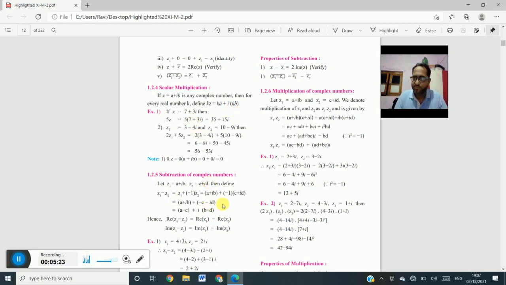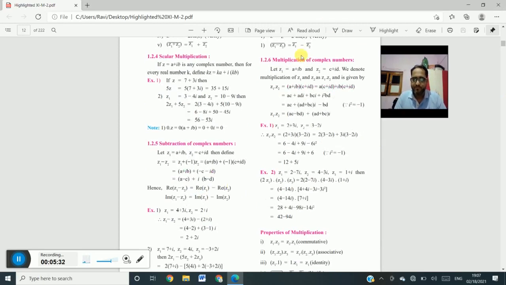After that, the subtraction of complex numbers, just like addition, we can subtract two complex numbers also. Then multiplication of complex numbers, how we multiply two complex numbers here. z1 equals to a plus ib, z2 equals to c plus id. Then z1 into z2 is what? (a plus ib) into (c plus id), that is, say a into (c plus id) plus ib into (c plus id). Just simple multiplication is there.